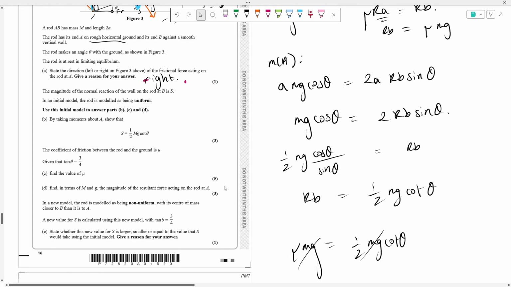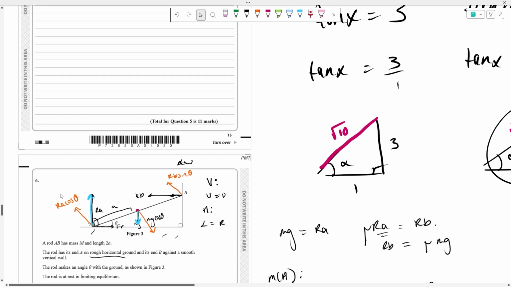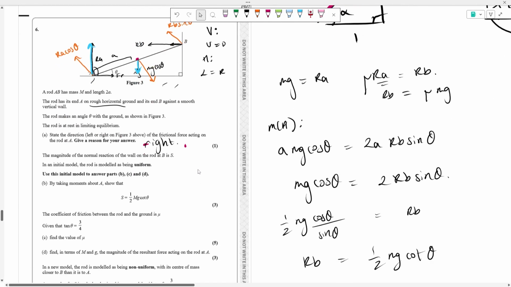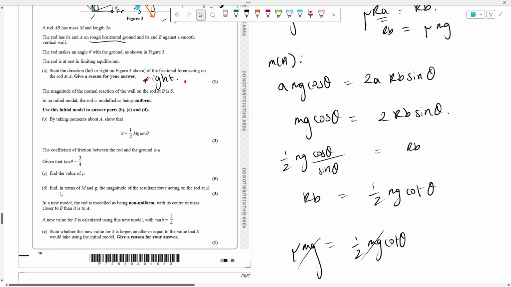Perfect. Easy 5 marks in my opinion. That is beautiful, 5 marks. And that just again comes down to your really, really good annotation. Part D. Find in terms of mg the magnitude of the resultant force acting on A.